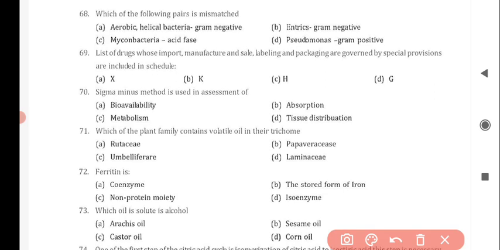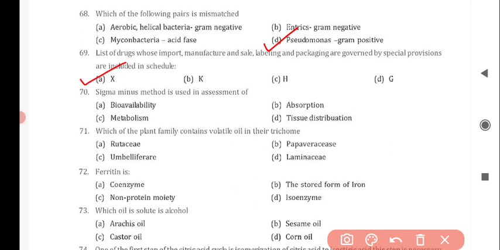Next question is, which of the following pairs is mismatched? So the correct answer for this question is option D, Pseudomonas gram-negative bacteria. So next question is, list of drugs whose import, manufacture and sale, labeling and packaging are governed by special provisions are included in schedule, and the correct answer is option A, schedule X.